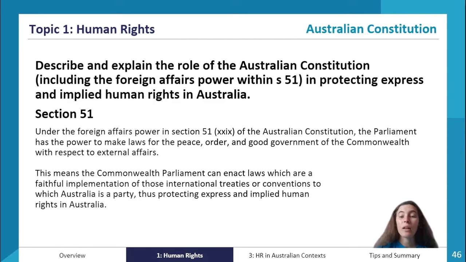So it can't enact laws which aren't in line with those international treaties. It has to make sure it's aligned with those treaties and then enact laws that are protecting express and implied human rights that are within Australia.